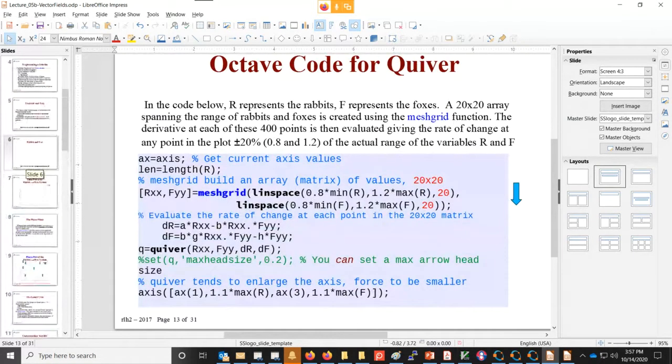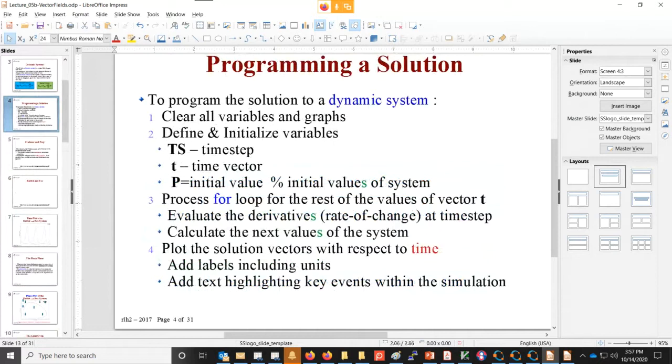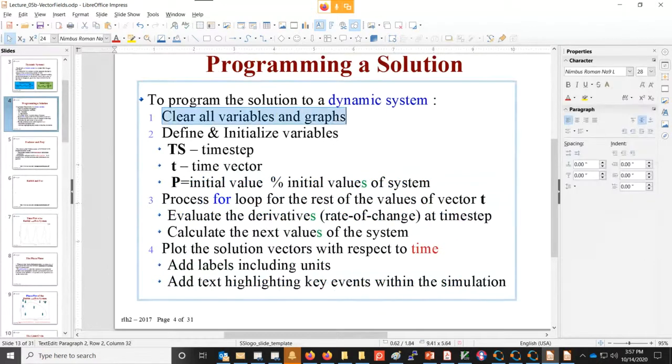You just set your initial conditions. Well, again, you should start at the top by clearing all your variables and graphs. Then define your time step, your time vector, and initialize all your variables, your scalars, your coefficients, initialize everything. And then you do the for loop. Inside the for loop, you do your evaluation of your derivative, just like we were doing with the population of the rabbits and the foxes or whatever, and then we integrate to calculate the new value.